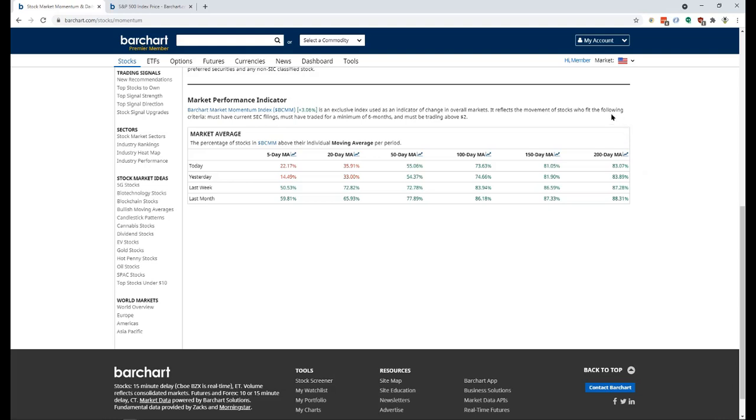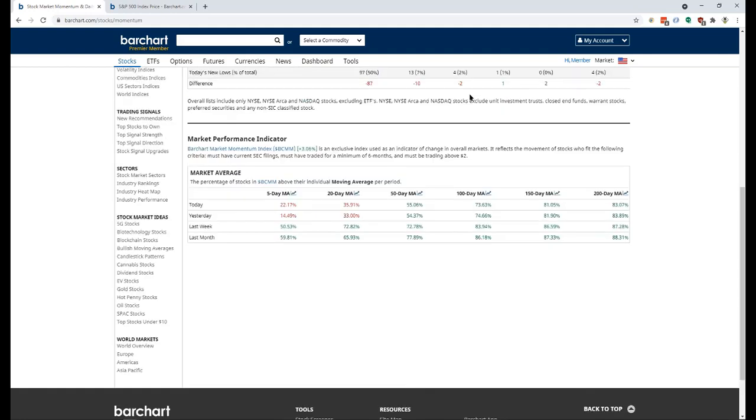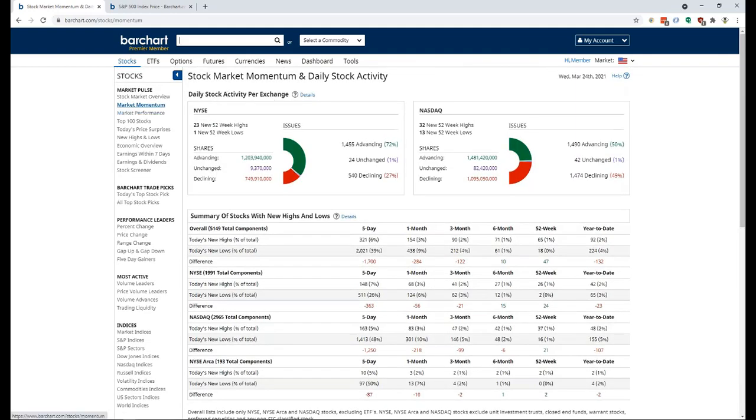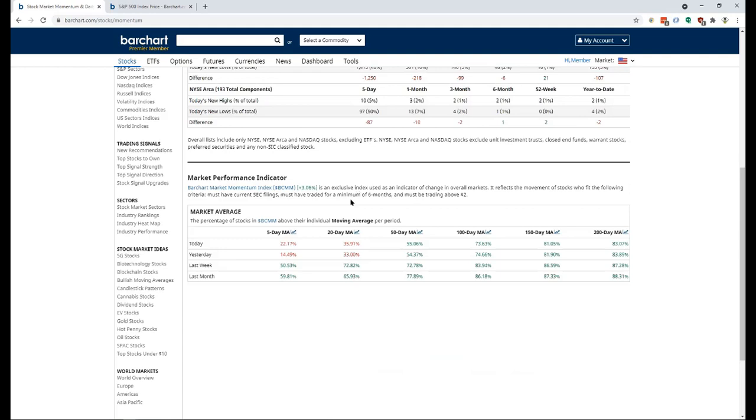Okay. So just for our audience, for reference, I'm on the stock market momentum page, and Barchart has a proprietary index. It's this market momentum index, and that's really what we're looking at here. It's an indicator that calculates the change in the overall markets. So it's just another way that gives you the same indicator that using the Value Line Arithmetic Index is going to give you almost the same data out of it.